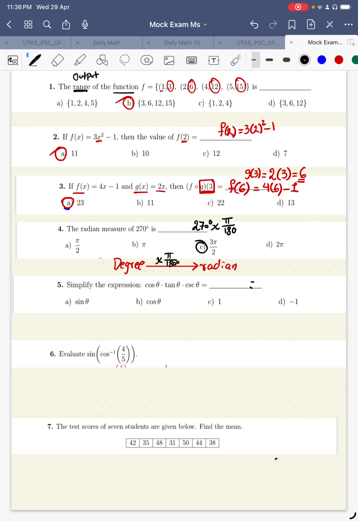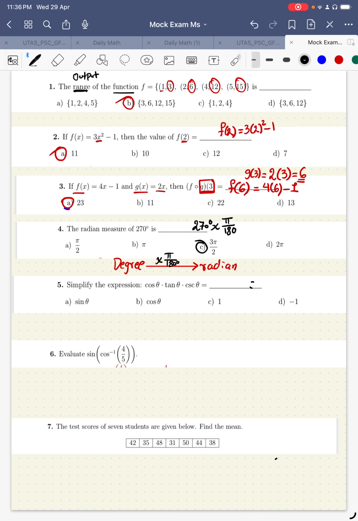Now let's go to question number 5, where we need to simplify the expression cosine of theta times tan of theta times cosec, or cosecant, of theta. To solve this question, we should remember the golden rule here. If I have a simplification of a ratio of trigonometric functions, what I'm going to do is replace every single trigonometric ratio that doesn't involve sine or cosine.